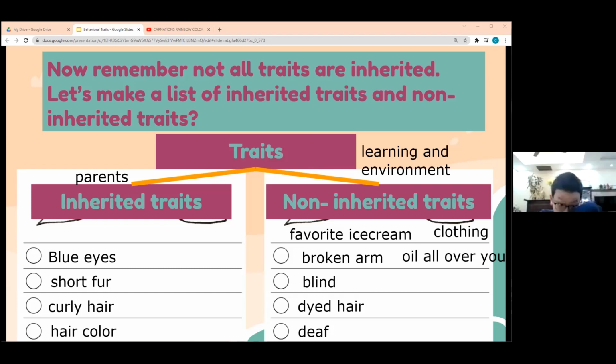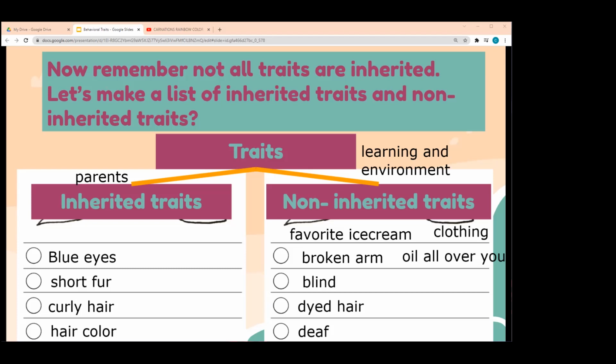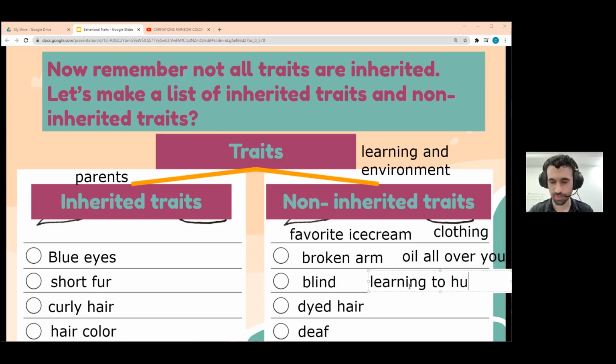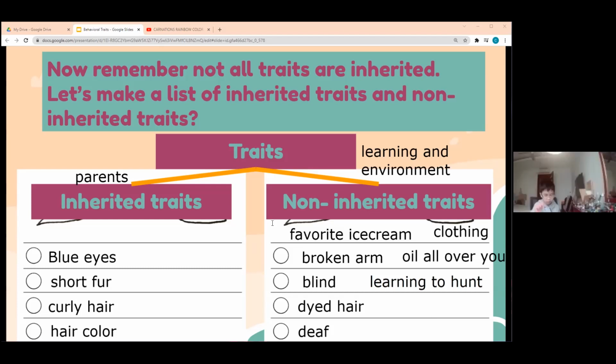Blue Moon, is a lion learning to hunt an inherited trait or a non-inherited trait? Non-inherited. Exactly, guys. Learning new things is non-inherited. You guys taking this class, a lot of your parents might not even know this. You can't inherit this. You have to be able to learn this in class.